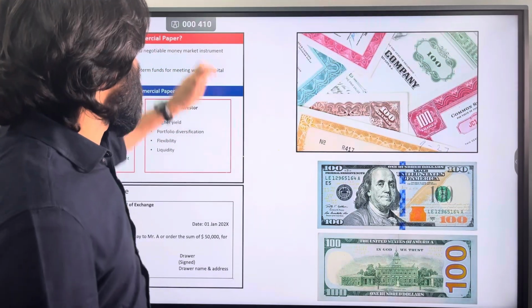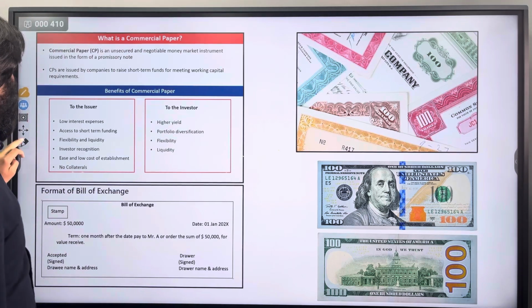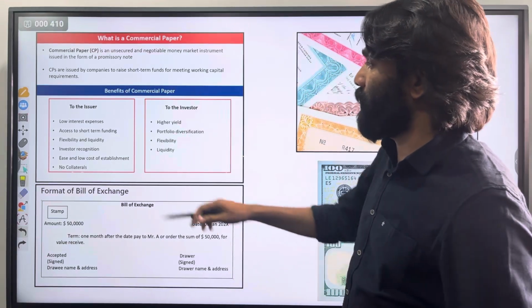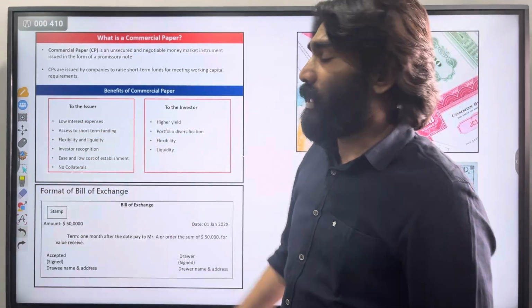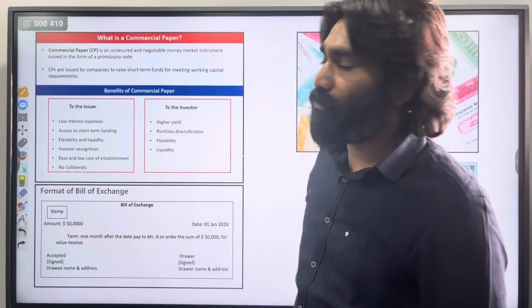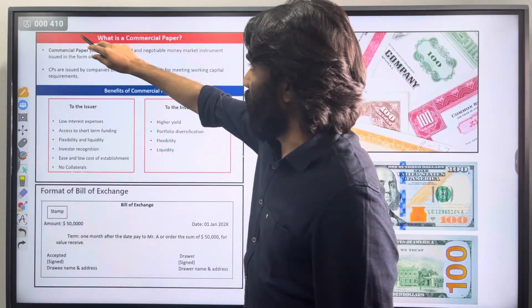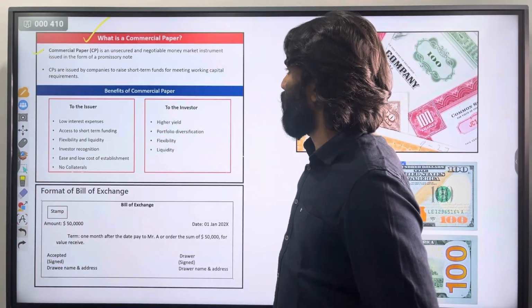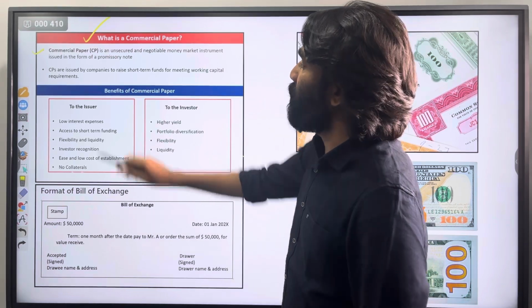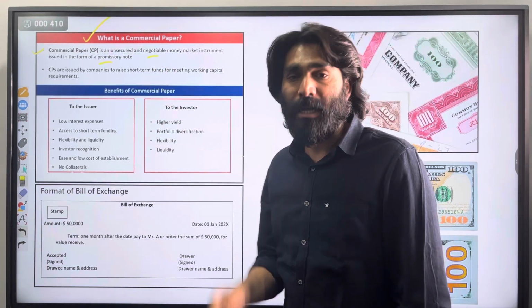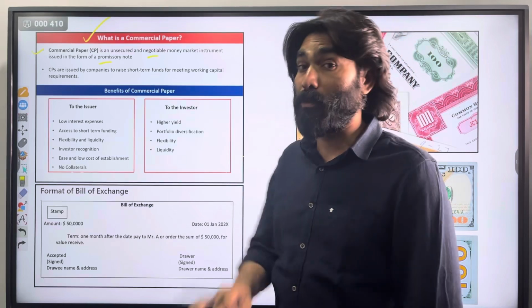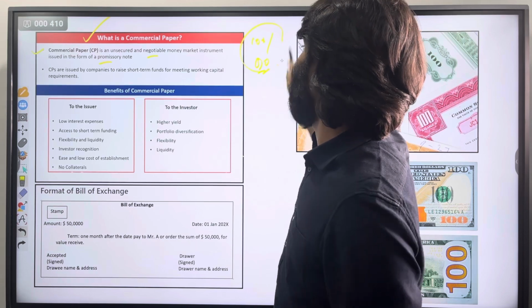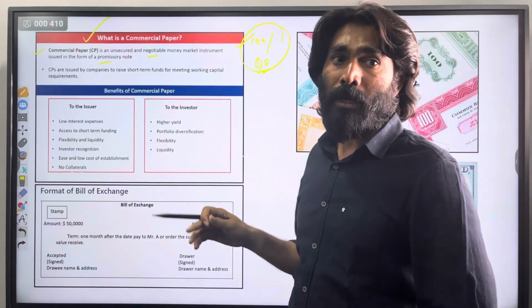Now let's discuss some features of T-bills from the issuer perspective as well as the investor perspective. Why does an issuer issue T-bills? Again, this is very important from your intake perspective. Commercial paper is an unsecured and negotiable money market instrument issued in the form of a promissory note. Negotiable means you can negotiate the pricing on that financial instrument. Let's say the price is 100, you can negotiate and take it at 90.